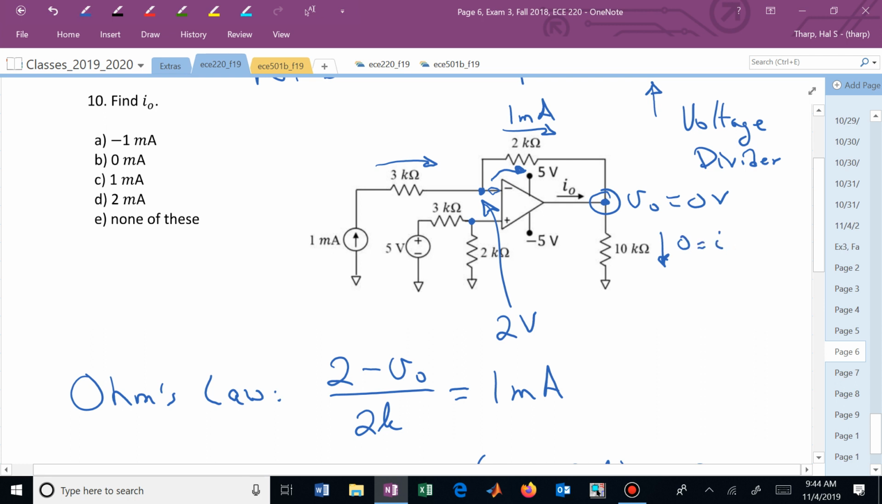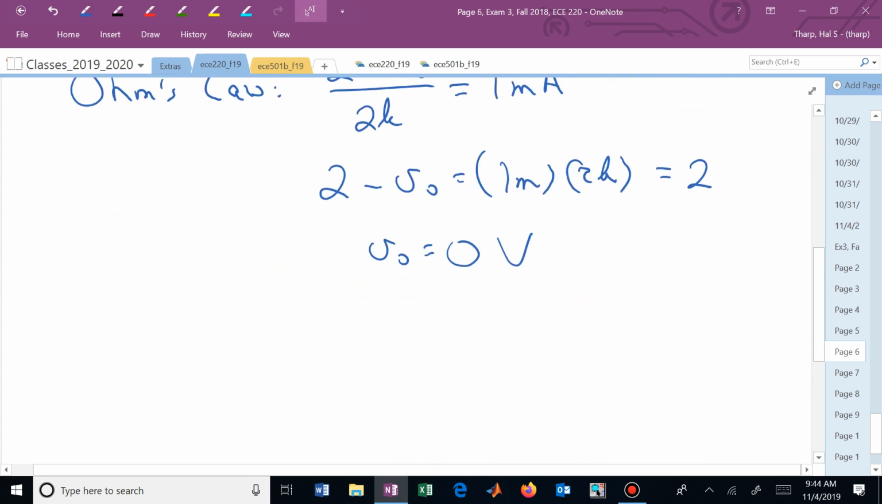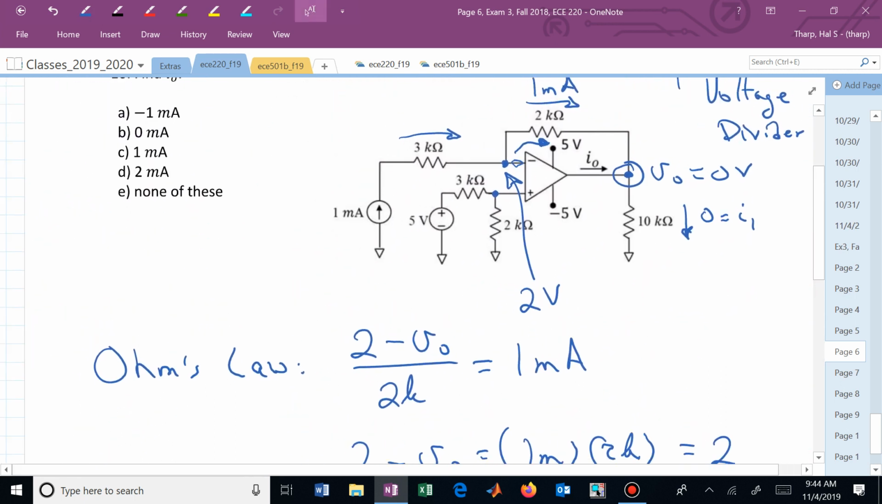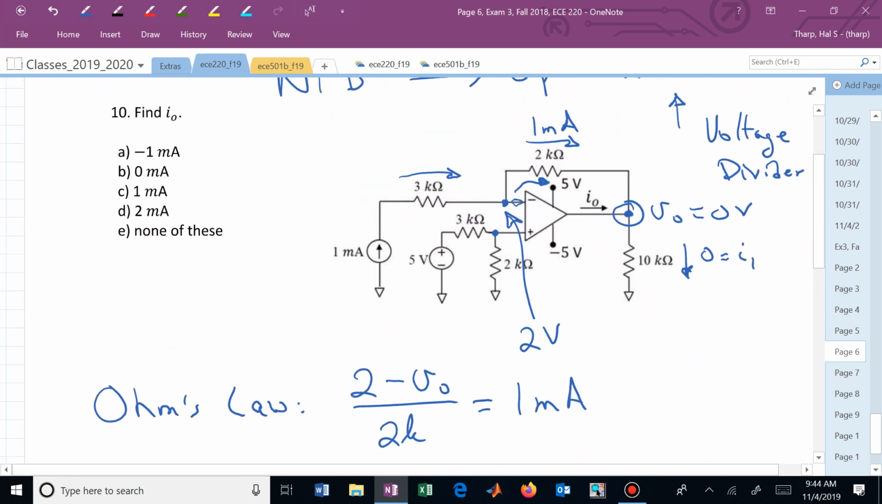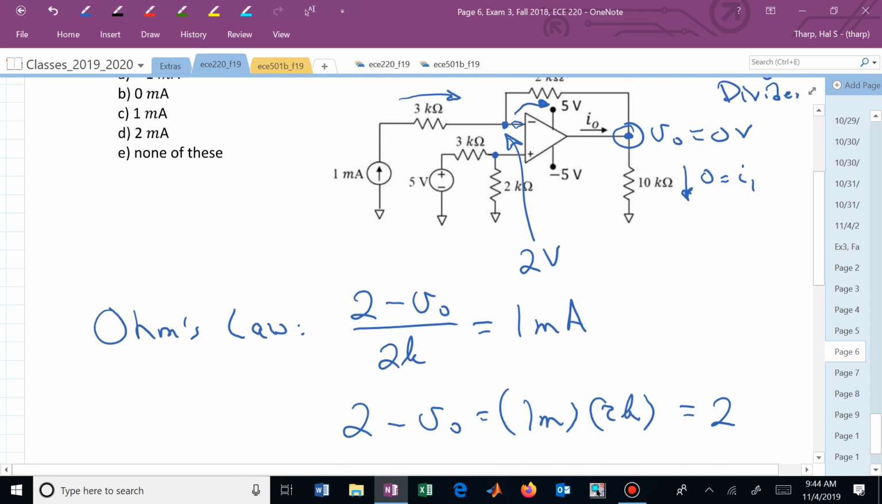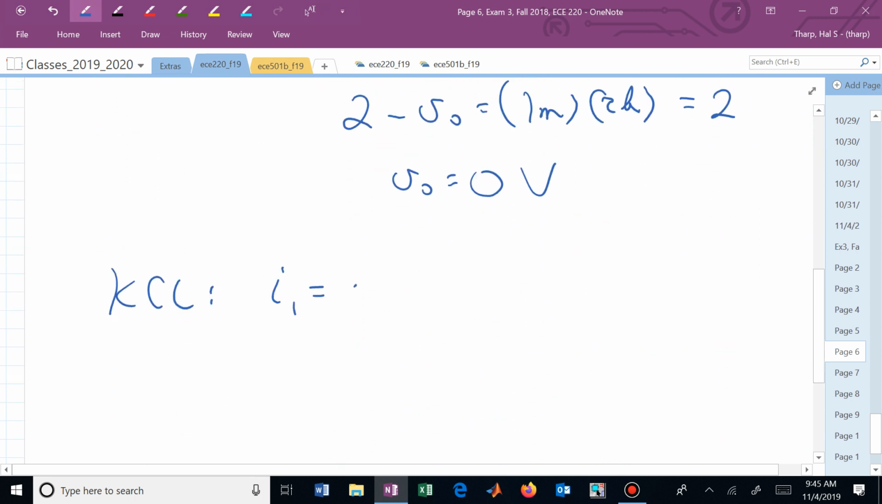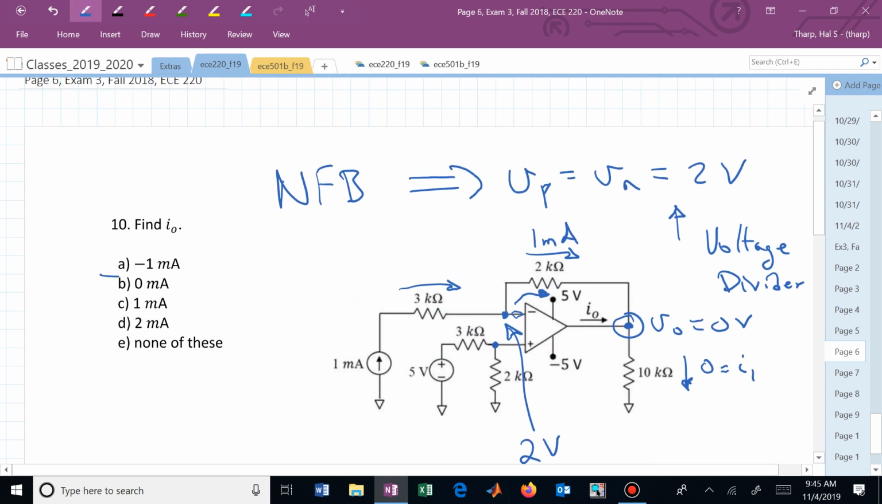Whoops, that's not I0. Let's call this I1. So now we can do KCL at the output, and we now know that this I1 is equal to I0 plus 1 milli. And we can solve that for I0. This we found to be 0. I sub 0 is minus 1 milliamp.